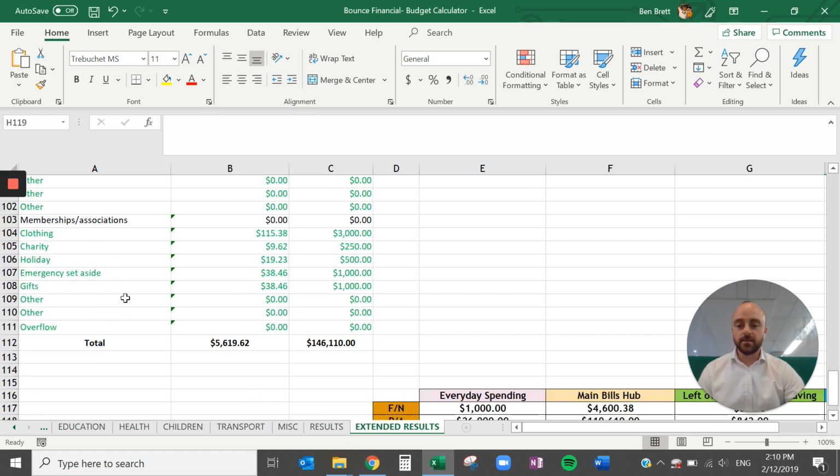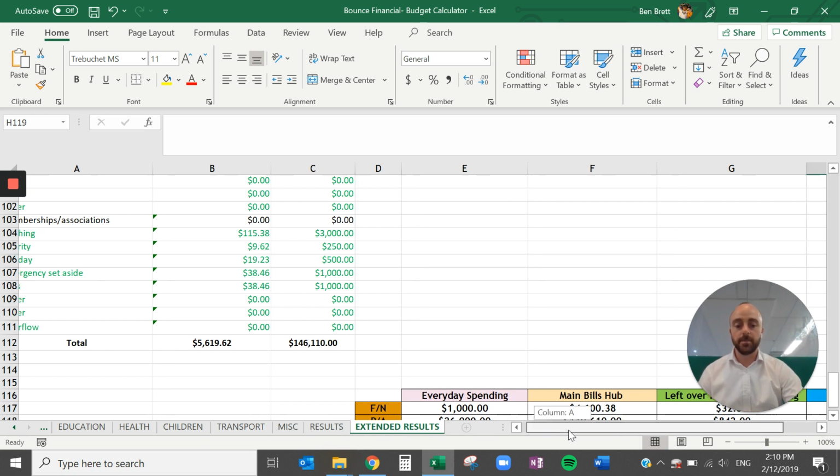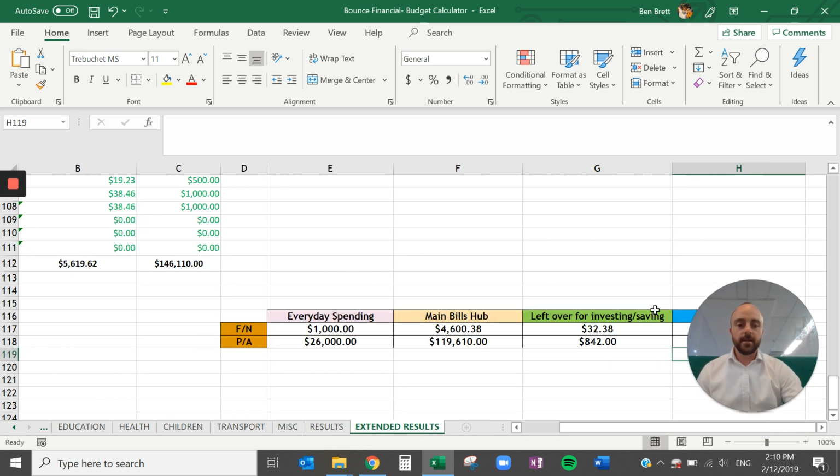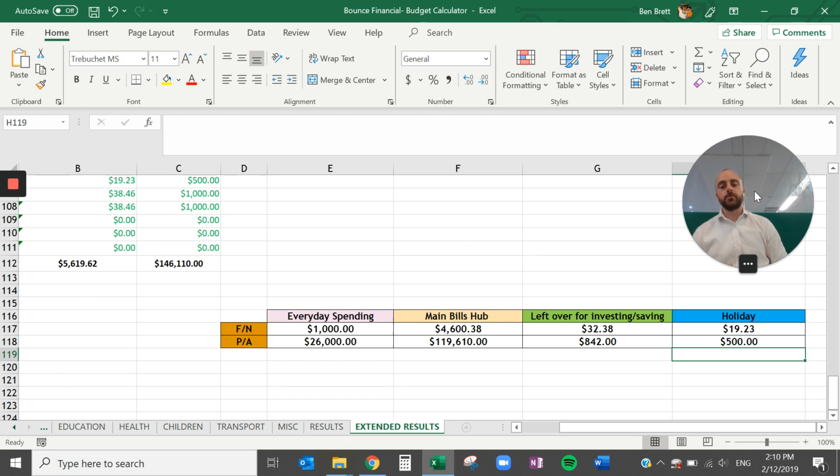Obviously take out the zeros to give you a good summary of where your budget should be, right? As part of our financial advice, we recommend automating your finances so you can stick to these, right? The way we approach this is by using a number of segmented accounts. The two main accounts that we use are your everyday spending and your main bills hub.